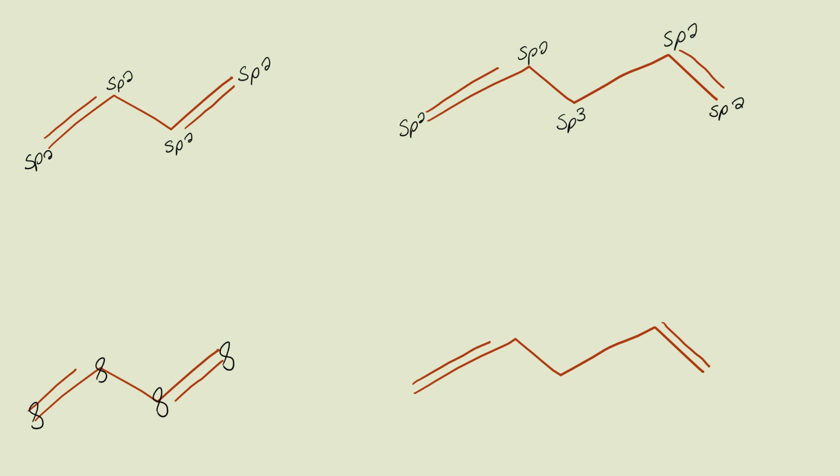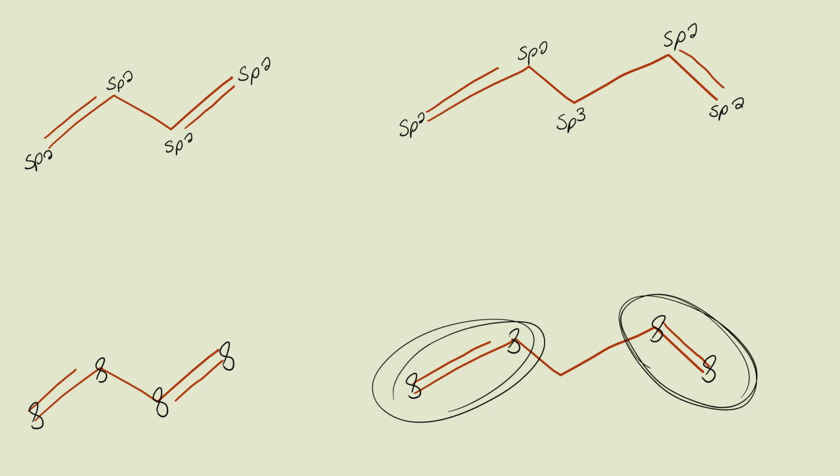Now if we look at the one to the right, it has one sp3 in the middle that separates, so these two can communicate and these two can communicate, but there's a break in between these. Because there's not 3 in a row, this one is an isolated system. It's much less stable than the one on the left.